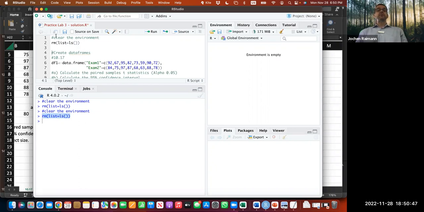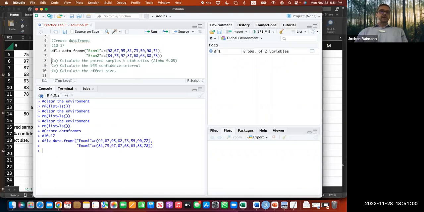So you just click on the first line, you press Control and Enter at the same time. That gets you down to line 4. You can continue to press Control and Enter. That basically runs lines 6 and 7, which creates your first data frame. Here on the right side, in the environment, you now have DF1.